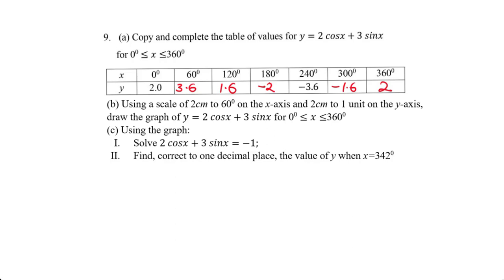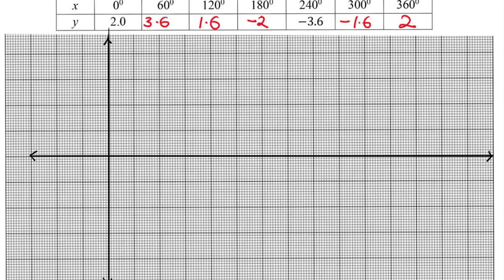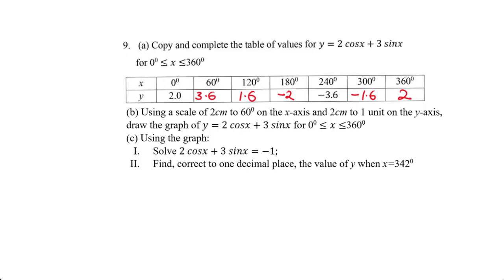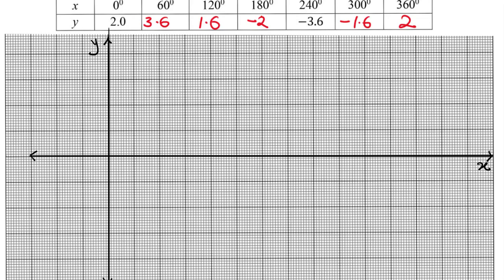Since the scale has been given to us, the scale is 2 centimeters to represent 60 degrees on the x-axis, and we know that the x-axis is usually the horizontal axis, right? So our x-axis now will be this horizontal one, and our y-axis will be the one on the vertical lines. This is our y-axis. Can you see? So remember that the scale has been given, 2 centimeters to represent 60 degrees on the x-axis.